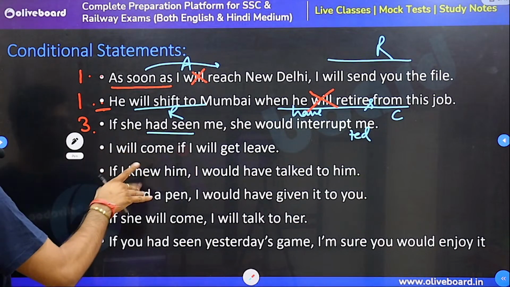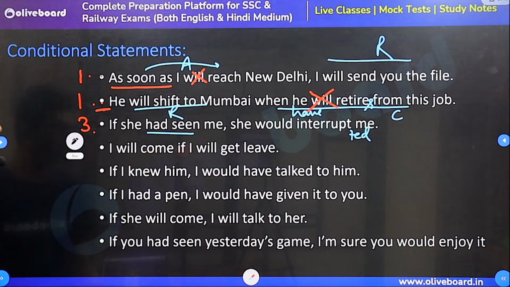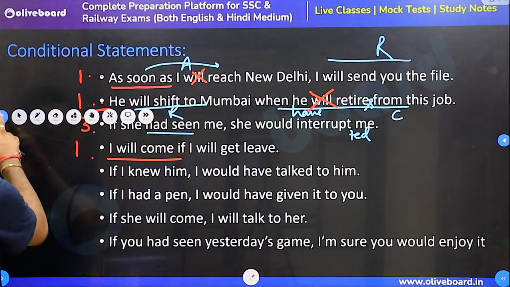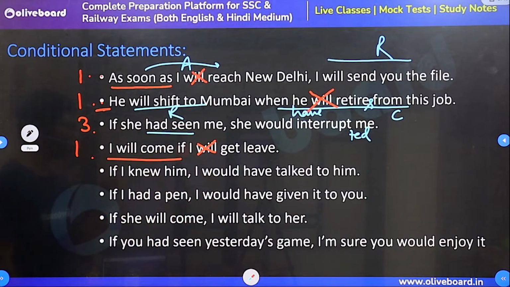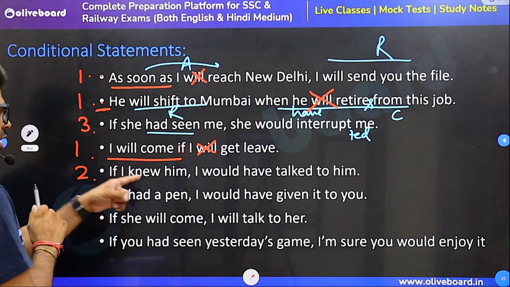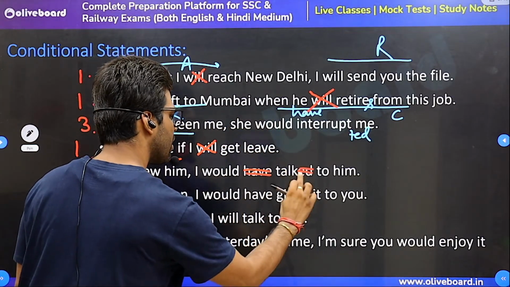I will come if I will get leave. Seems so well, so good, but is not. Result can be in future. That's the first conditional again. But the condition can never be in future. I will come if I get leave. If I knew him, second conditional, V2 here, I would have talked. No, V2 here, I would talk to him.